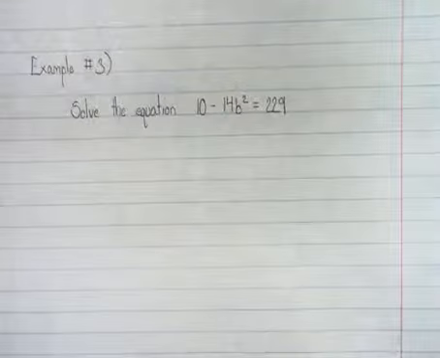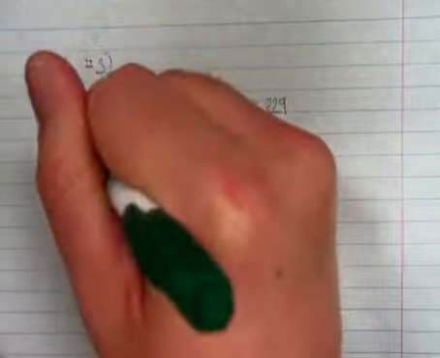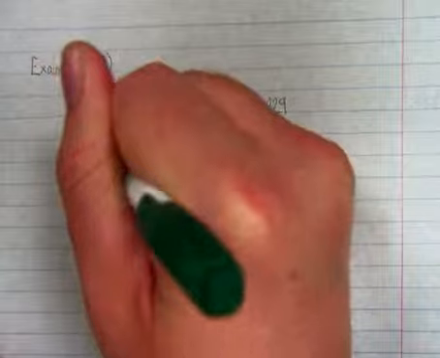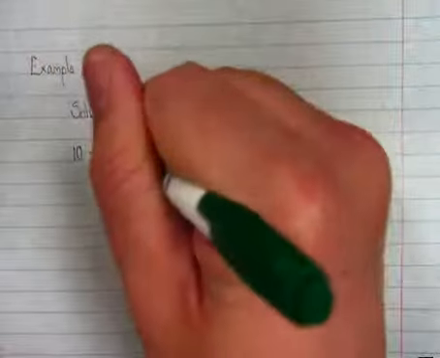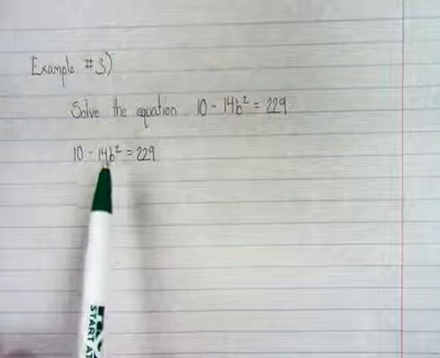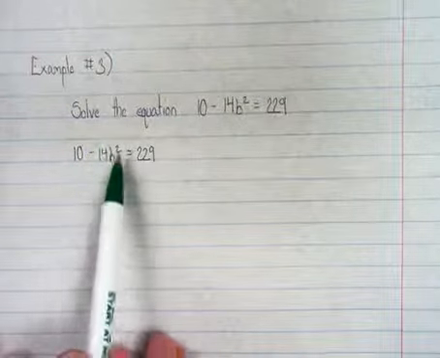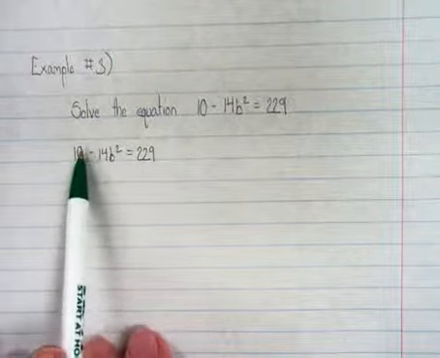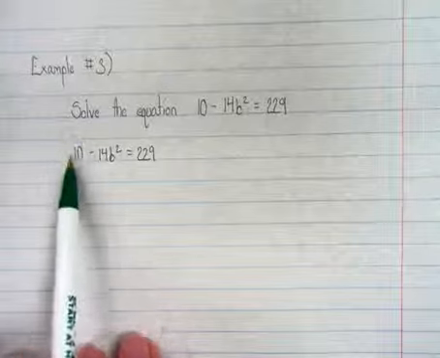Alright, for our third and final example, we're going to solve the equation 10 minus 4b squared equals 229. As always, our first step is to just make a copy of this to work on. And what we see here is it's the same situation as before. We've got our variable, it's got a coefficient, and then we've got this term that's added or subtracted.